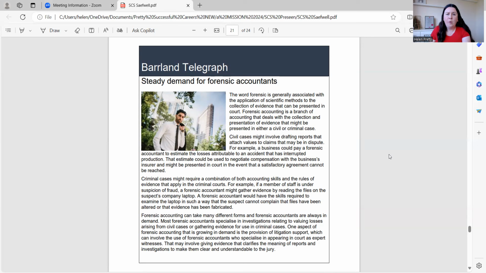Criminal cases might require a combination of both accounting skills and the rules of evidence that apply in the criminal court. For example, if a member of staff is under suspicion of fraud, a forensic accountant might gather evidence by reading the files on a suspected company's laptop. A forensic accountant would have the skills required to examine the laptop in such a way that the suspect cannot complain that files have been altered or that evidence has been fabricated.